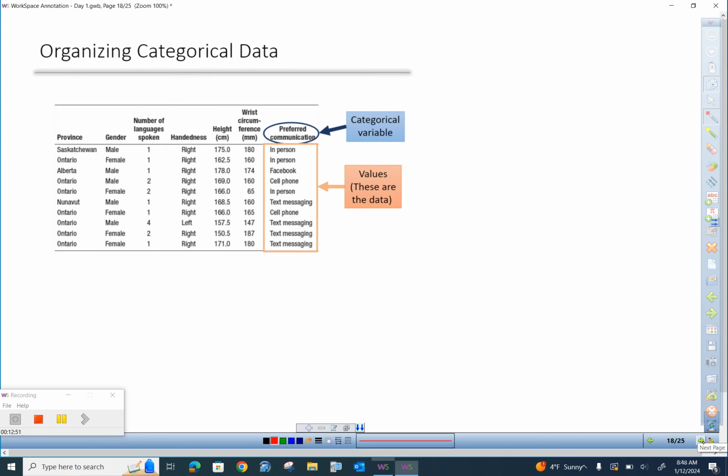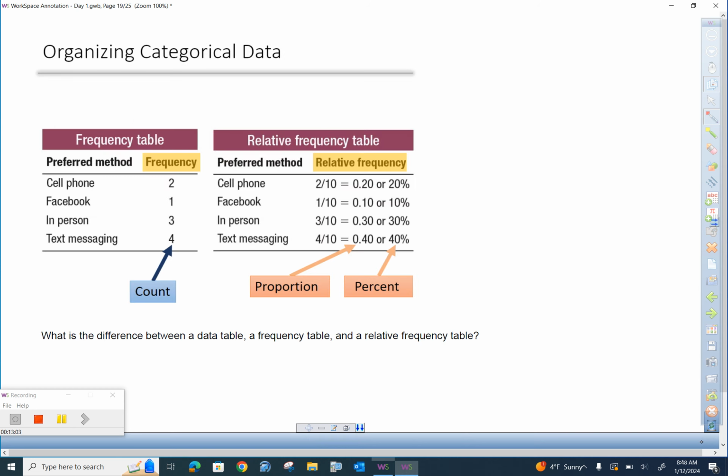So back to this example that you saw earlier, we talked about this already, that this was a categorical variable and that this was able to be represented in a bar graph. I want to take this and talk about how we can organize it in a chart with 2 more vocab terms. Okay, so this question is on your notes. What's the difference between a data table, a frequency table, and a relative frequency table?